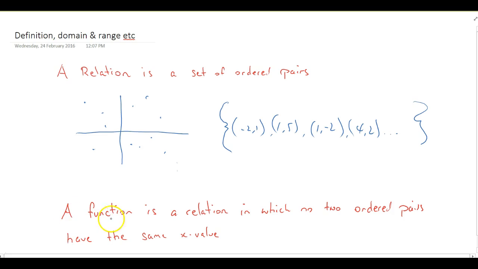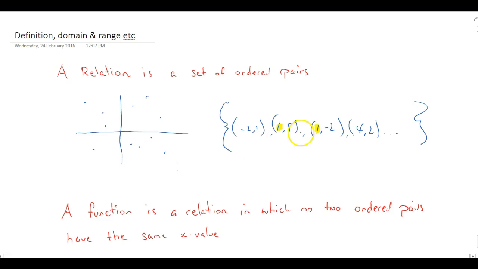Now a function is a relation in which no two ordered pairs have the same x value. That's the crucial element here. No two ordered pairs have the same x value. Now if we have a look at this relation here, are there any two points, any two ordered pairs that have the same x value? So let's just have a little look. We've got one here and we've got one here. So yes, we do have more than one ordered pair that has the same x value. So therefore, this is an example of a relation, but not a function.